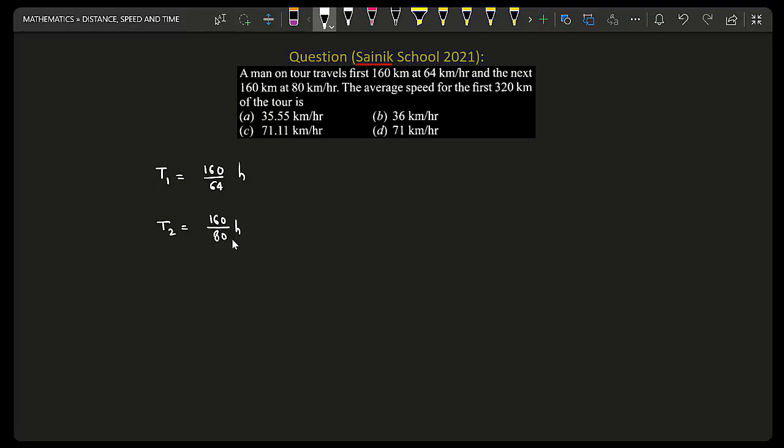So we got T1 and T2. Shall we simplify this? Here, don't simplify, because anyhow we are going to add T1 and T2 now. We can take 160 common. If you take 160 common, it's going to be 1 by 64 plus 1 by 80. Can you take 160 common like this? Yes, sir. Now 64, 80. What is the LCM? 64.